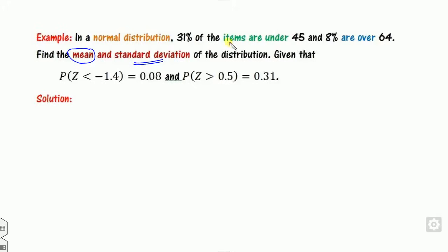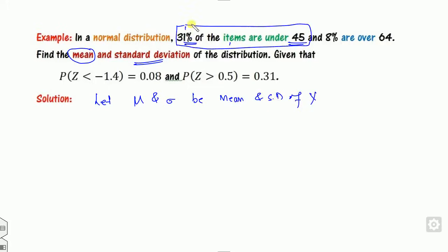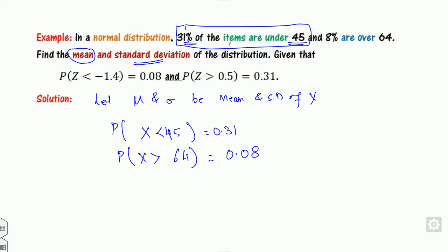31% of the items are below 45. So you have to say, let mu and sigma be the mean and standard deviation of X. So what is the meaning of this line? 31% of the items are under 45. This is the meaning. And 8% are over 64. So 8% is there. This is given to you.